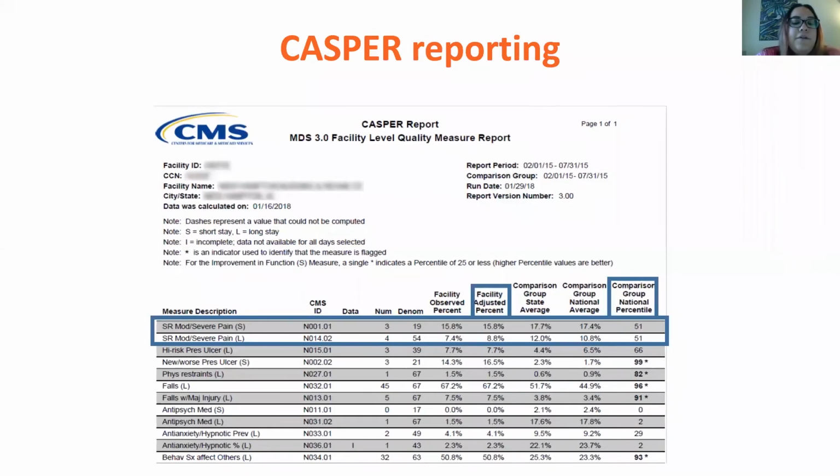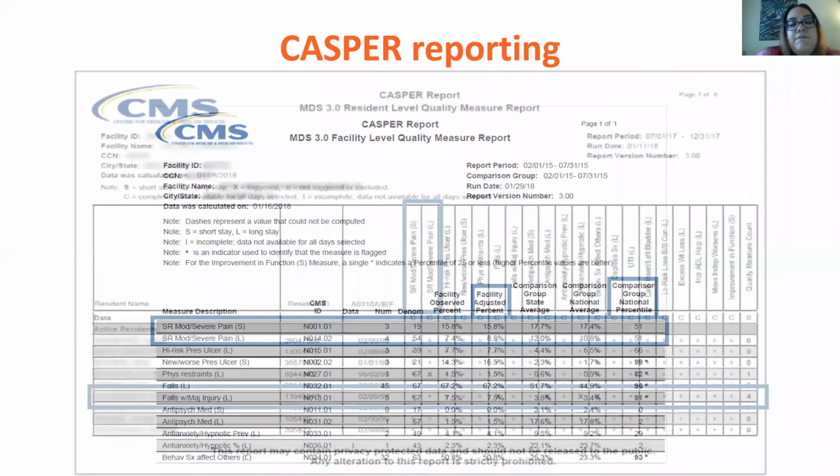You want to look at your facility adjusted percentage on your facility level, because that's going to tell you your actual percentage. And then that last column, the comparison group national percentile, anything that's bolded and asterisked are your hot ticket items. You want to start addressing those first before maybe jumping into another one. So in this example, pain is not necessarily a big ticket item for this facility. So I would probably go with pressure ulcers and those that are bolded and asterisked first, and then maybe jump into my pain.